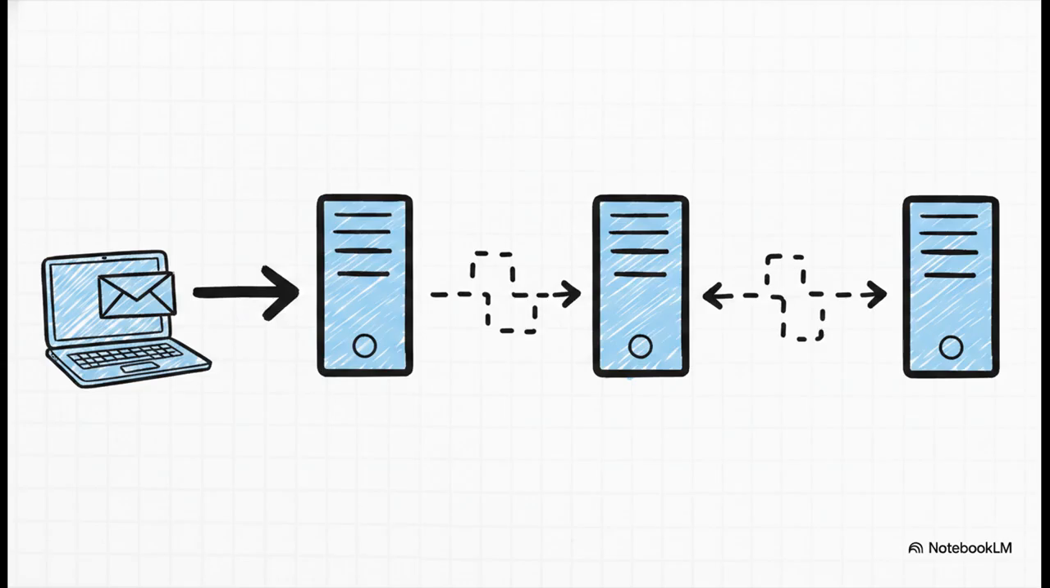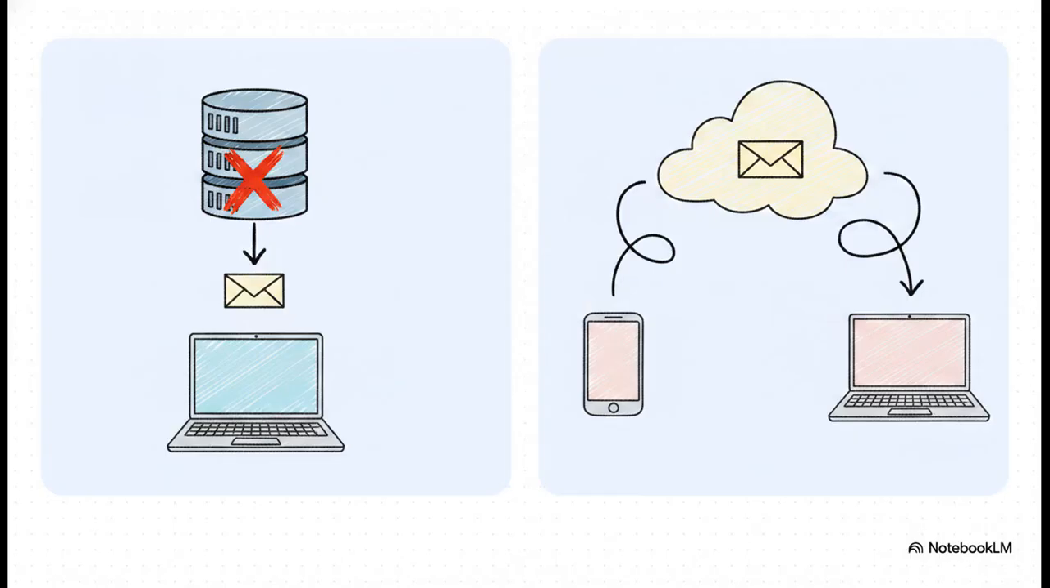SMTP is essentially the workhorse for outbound mail. It pushes your message from your local machine to your outbound server and then routes it across the internet, relaying it from server to server until it finally hits the recipient's delivery system. But how do you actually get your mail out of that final destination server? That's where two competing retrieval protocols come into play.